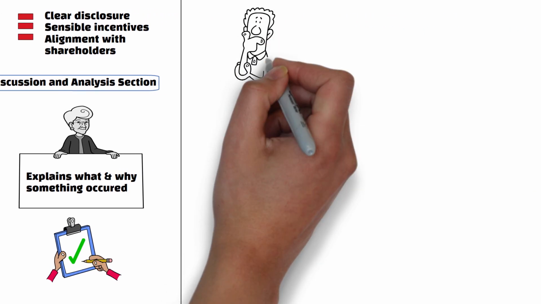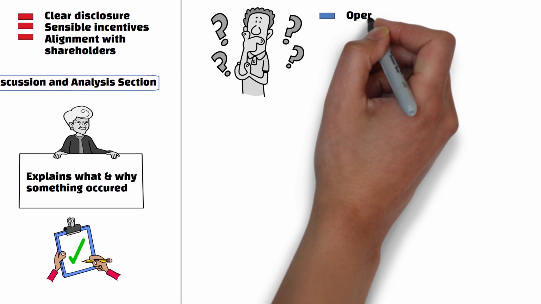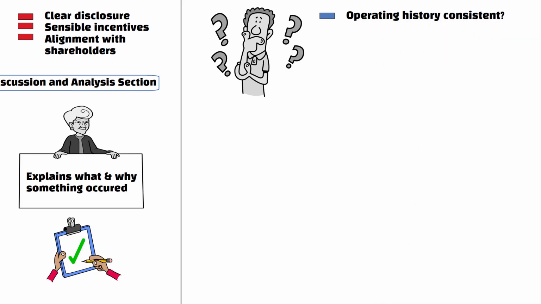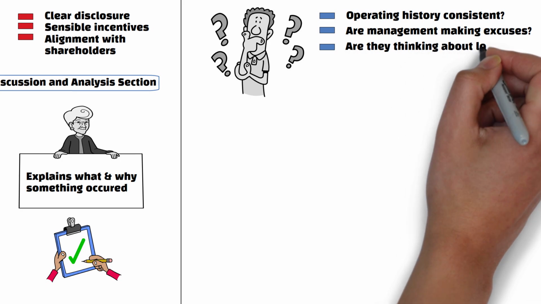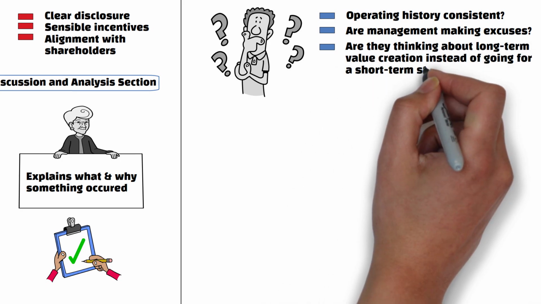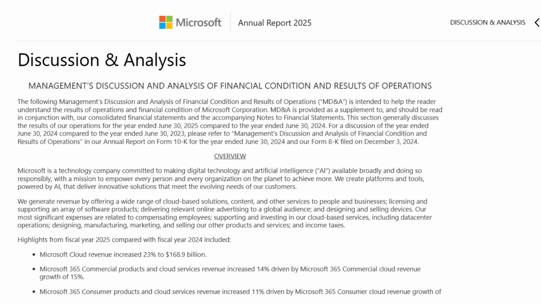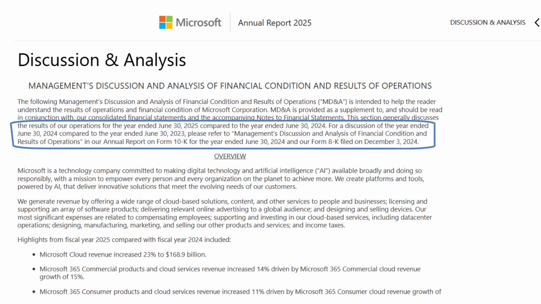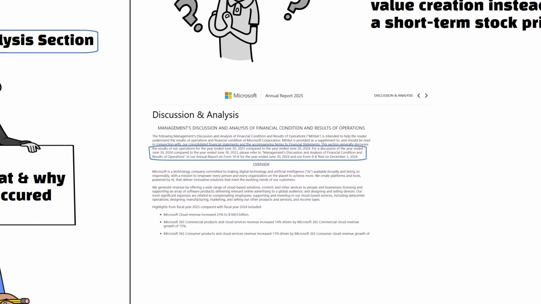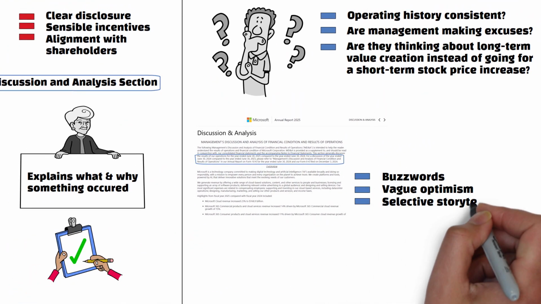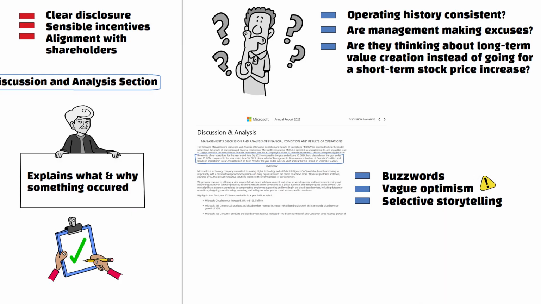He takes this section very seriously and asks questions like, is the operating history consistent? Are management making excuses? Are they thinking about long-term value creation instead of going for a short-term stock price increase? For Microsoft, their discussion and analysis, which includes highlights from 2025 compared to 2024, is shown here. The communication style itself becomes a signal. Managers who rely on buzzwords, vague optimism, or selective storytelling raise his caution. Since management quality compounds over time, these signals matter enormously.